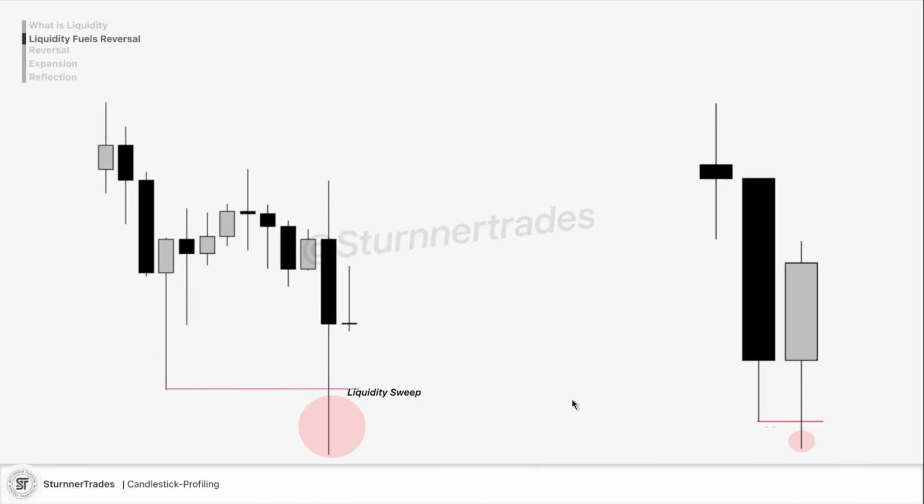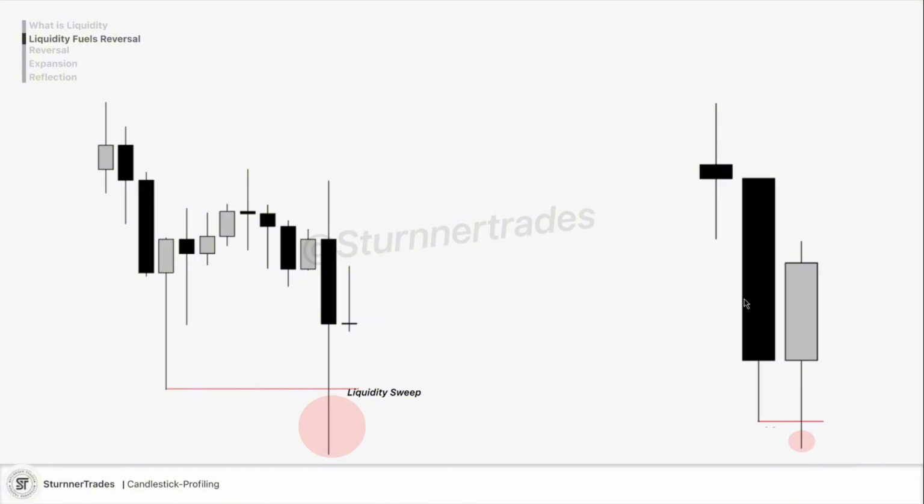Now, here is the game changer. Markets don't reverse out of nowhere. They reverse after sweeping liquidity. Check out this chart image. On the left, you've got the lower time frame structure, and on the right, you are seeing what that same move looks like on the higher time frame candle.